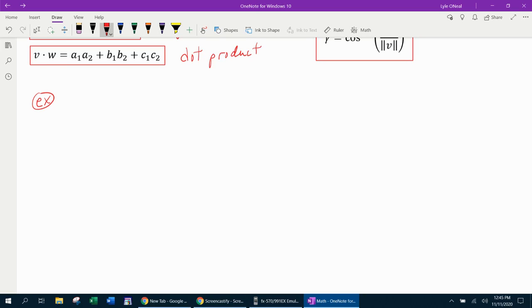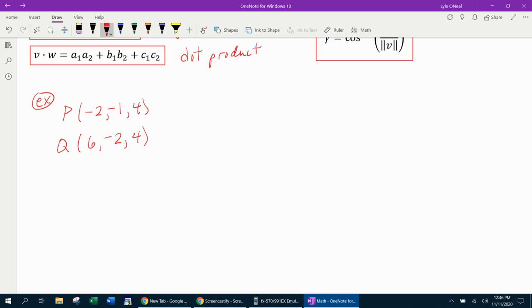First example, we're given the initial point P, -2, -1, 4, and terminal point Q, 6, -2, 4. And the instructions say, write V in the form of ai plus bj plus ck. That means find its position vector.